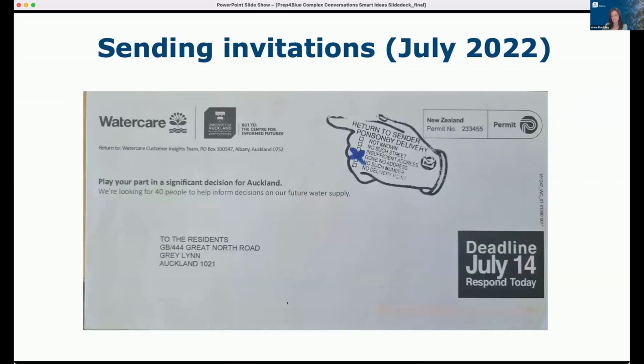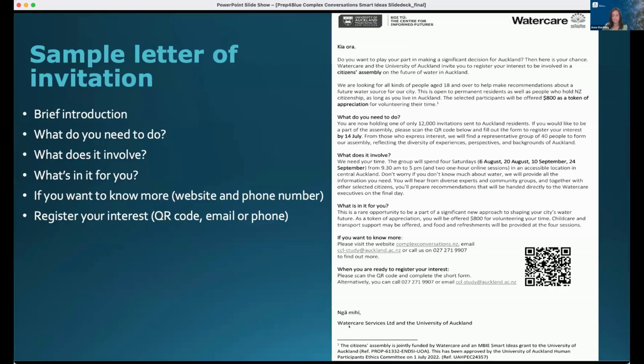This is what the invitation letters looked like that got sent out, except for the return to sender. We put a deadline, asked them to play their part in a significant decision for Auckland. We're looking for 40 people to inform decisions on our future water supply. And those who received it, inside they got a letter that had a brief introduction telling them what they needed to do. We were looking for them to express their interest in this really interesting process, told them very briefly what it involves, the amount of time that they would have to spend.